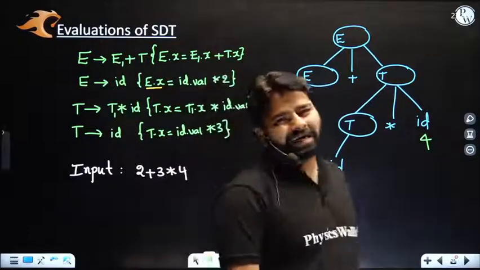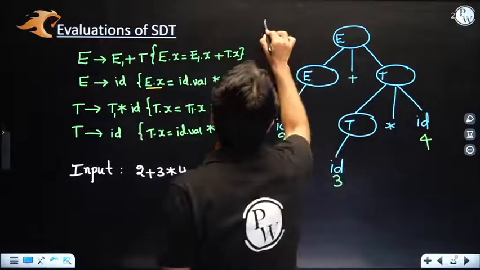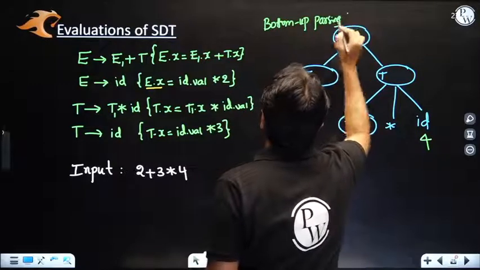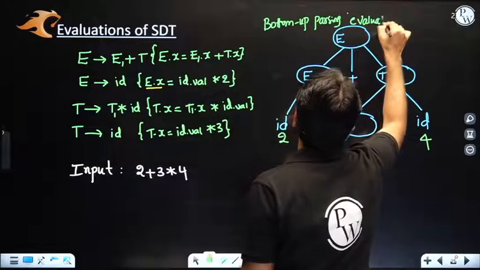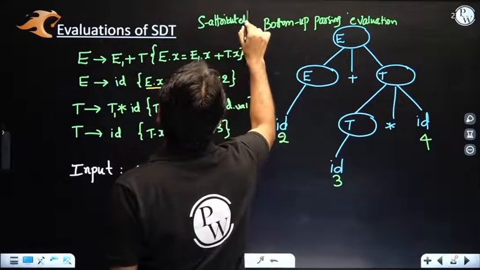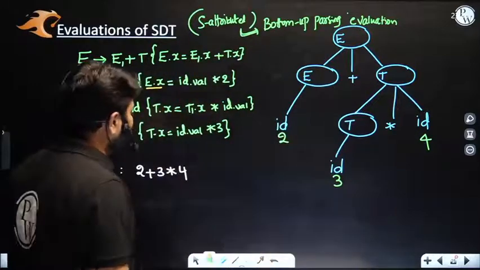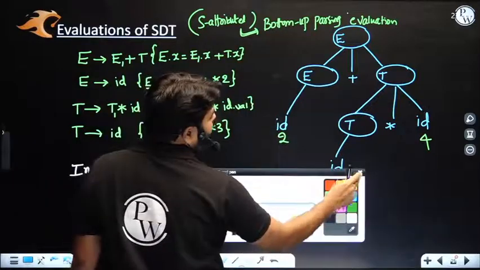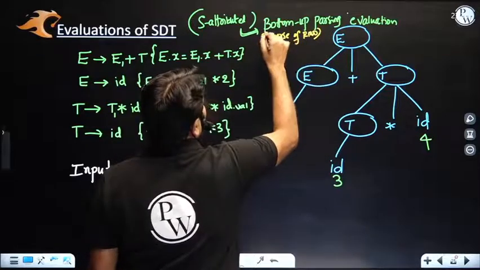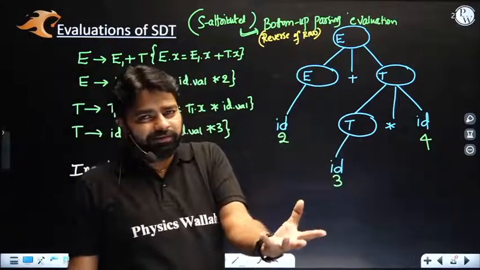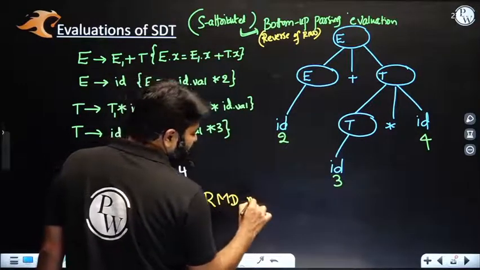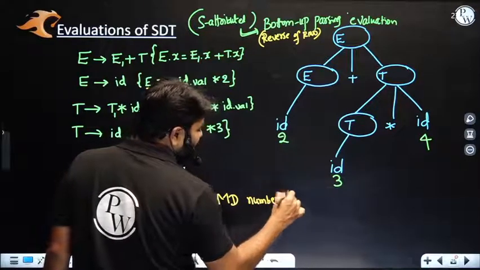Now, what I said, you don't need translations. Why? Because this is bottom-up parsing. We are following bottom-up parsing evaluation because the grammar is S-attributed, so you can follow bottom-up parsing evaluation. What is bottom-up parsing evaluation? It is nothing but the reverse of RMD, or you can say RMD in reverse. So you are going to follow the reverse of RMD. First number the RMD, then go for its reverse. I want you to number the RMD first so that the reverse will be easy. RMD numbering. What is this RMD numbering? Let's try.